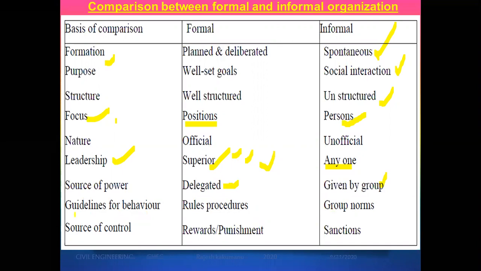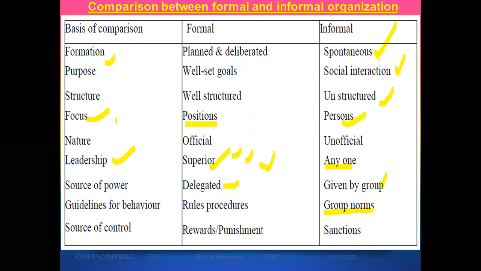When you want to run an organization and take it forward, you have to follow some rules and regulations in the formal type of organization, whereas the guidelines framed in the informal type are group norms. So if there are 5 persons, the rules and regulations are based on those 5 persons. You can change the rules and regulations at any point of time, whereas here you cannot do that process.